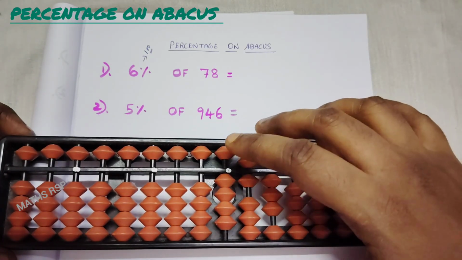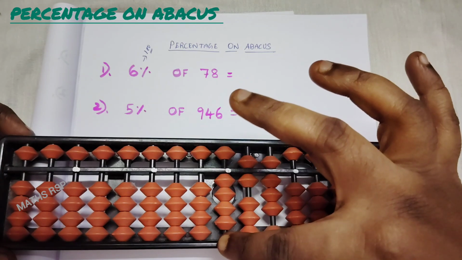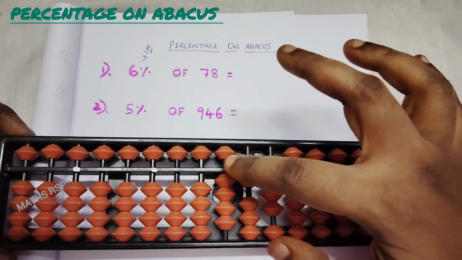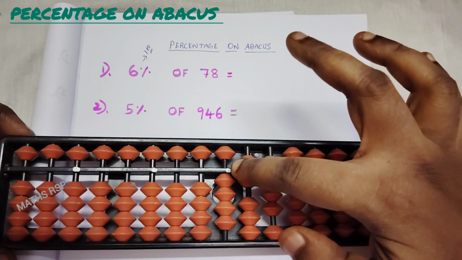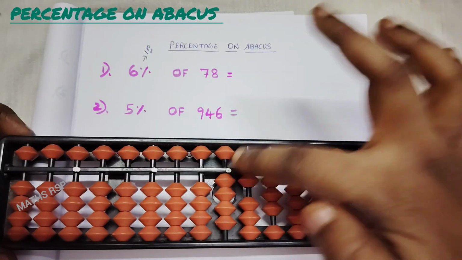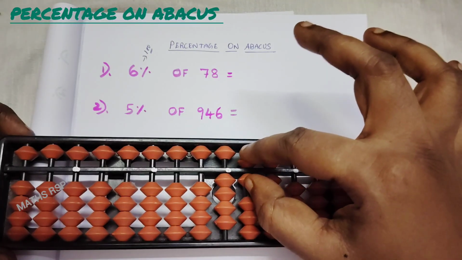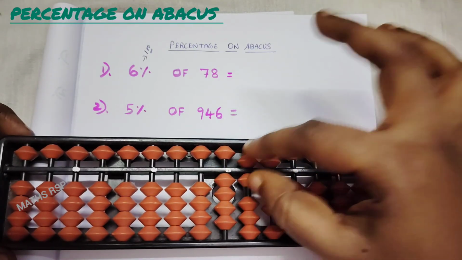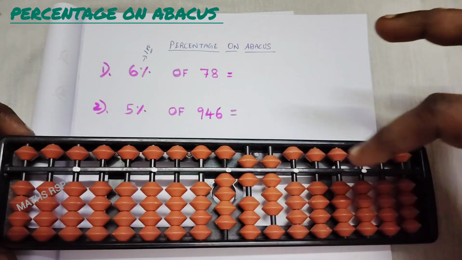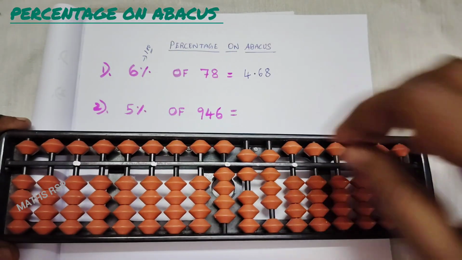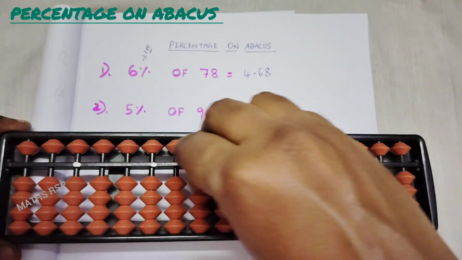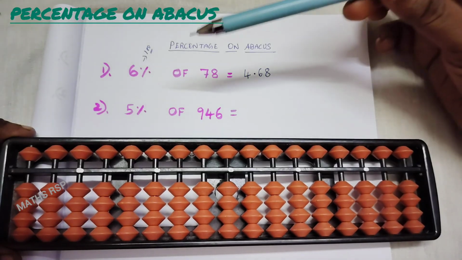Now, the answer is: in ones place 4 beads are added. So, 4. After this ones start, we need to put one decimal point. Okay. So, 4 point. Here 6 beads are added, right? So, 4.68 is the answer for this first question. Okay. Now, clear all the values. Next, we'll move on to the second sum.